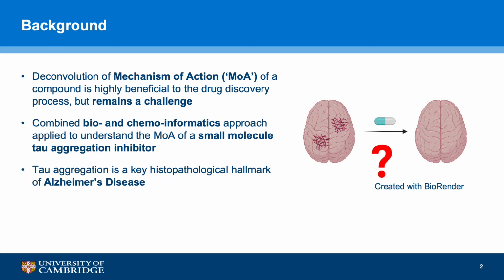In this work, we combined bio and cheminformatics analyses to understand the MOA of a small molecule tau aggregation inhibitor. Tau aggregation is a key histopathological hallmark of Alzheimer's disease. So by understanding how such a compound works, we could pave the way for future interventions for Alzheimer's disease.